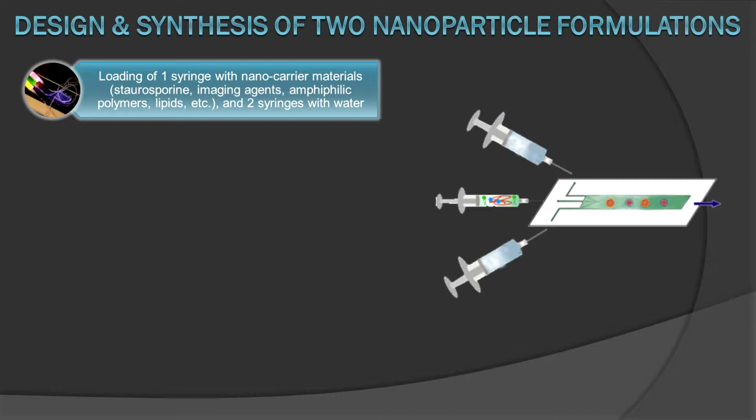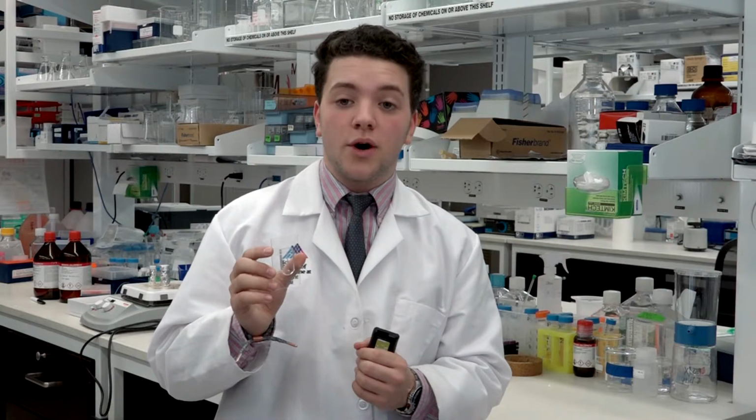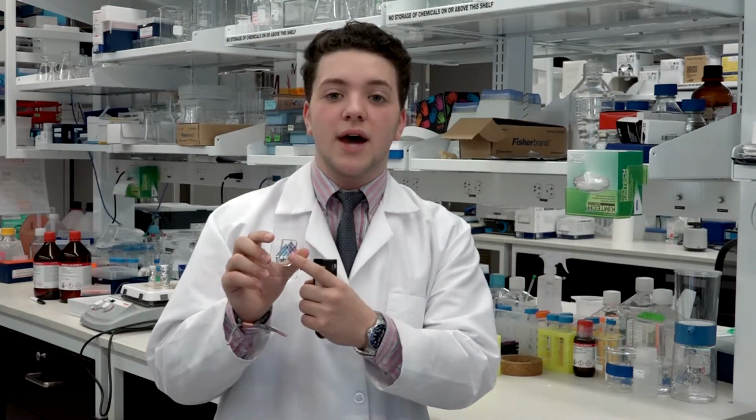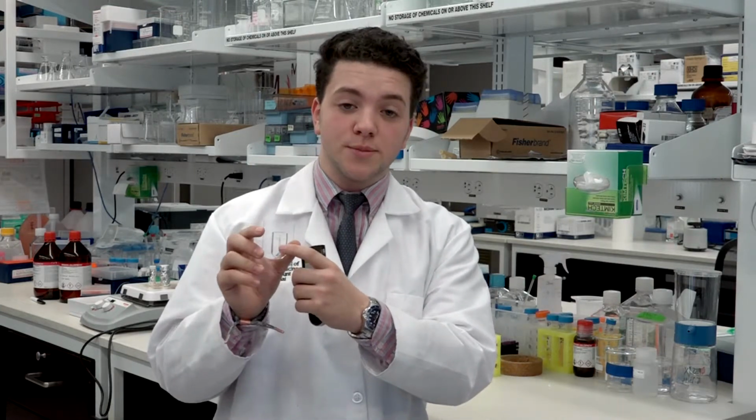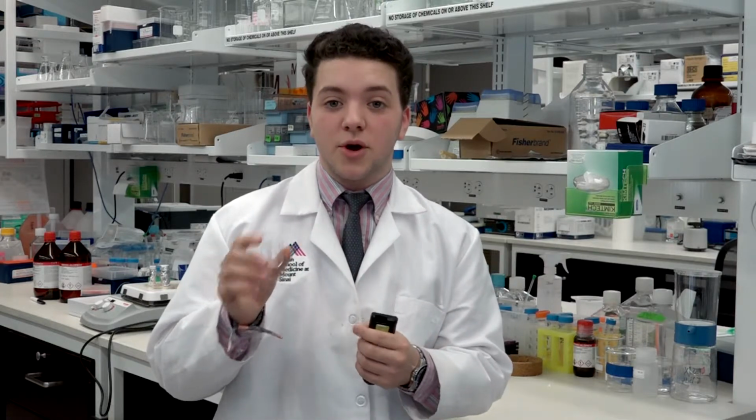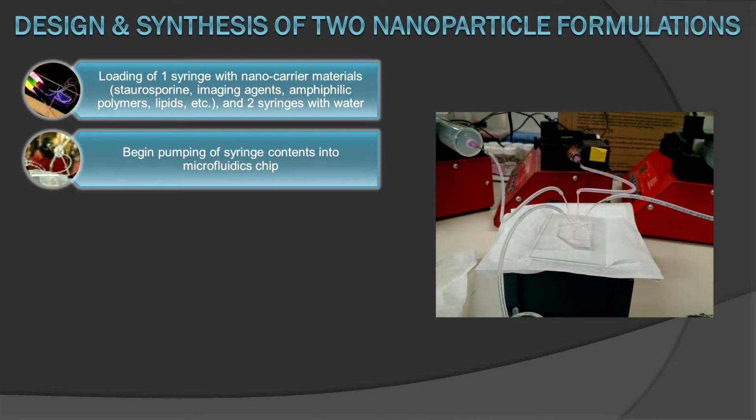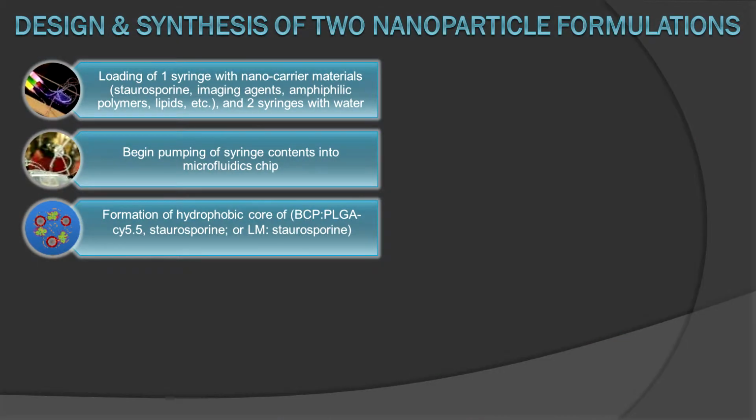Then on either side, we include water. And since we have things in the nanocarrier solution which hate water, when they're introduced to the 2 water channels on either side, down in this microvortex which forms, they will self-aggregate into these nanoparticles. So we begin pumping the syringe contents into the microfluidics chip, and by altering the rate and volume at which these syringes are pumped, we change the stability, the size, as well as the characteristics of the nanoparticle. And so it was with tinkering of these flow rates that I was able to find the most stable formulations.